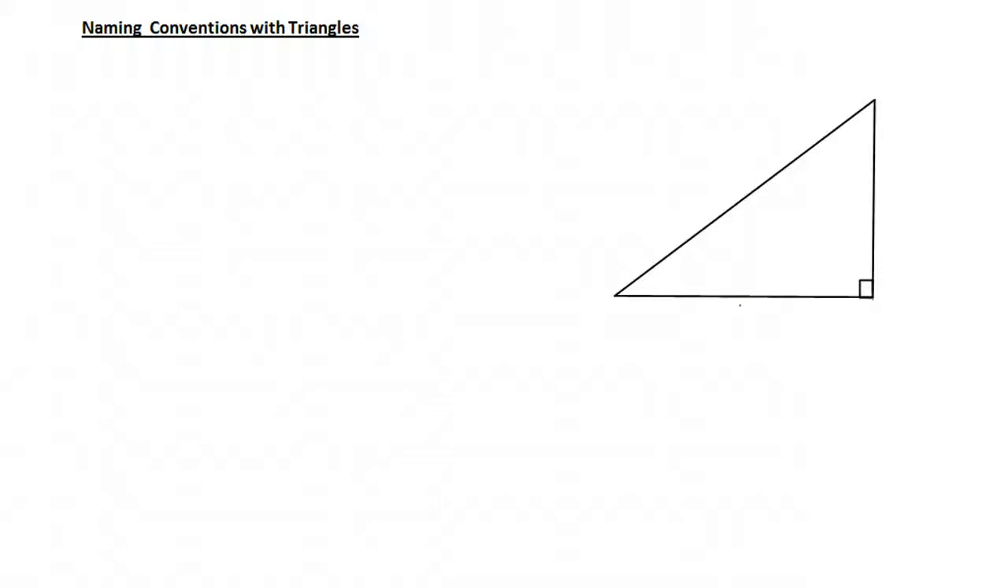In this video, we're going to talk about naming conventions of triangles. So we have a right angle triangle here on the right hand side of the screen, and a lot of the work we're going to be doing in the near future is going to be specifically with right angle triangles. So we already know that we can name a triangle by labeling the vertexes with capital letters.